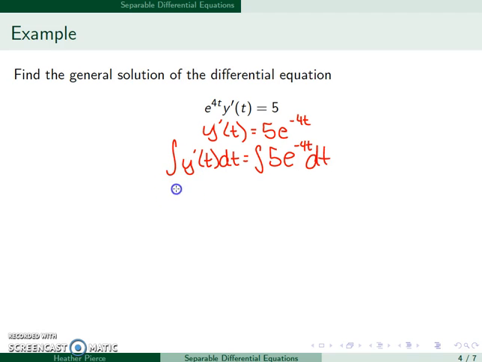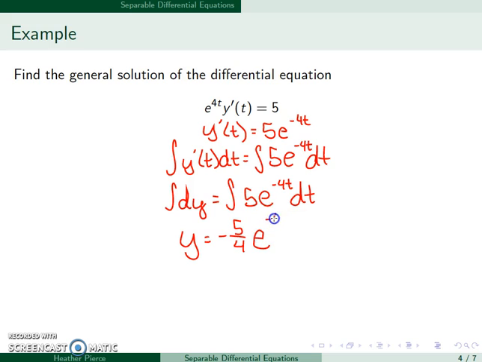y prime dt just becomes dy. On the right-hand side, we still have 5 e to the minus 4t dt. The integral of dy is y, and on the right, I have negative 5/4 e to the minus 4t plus c.